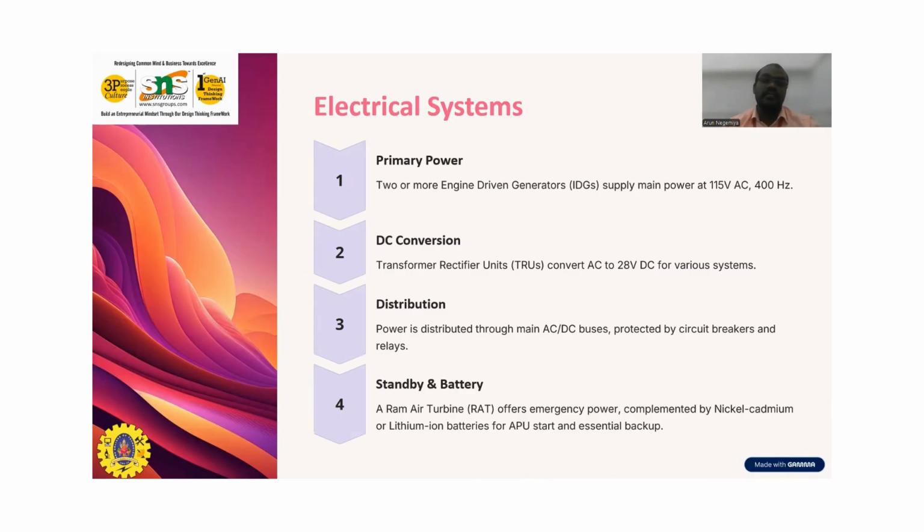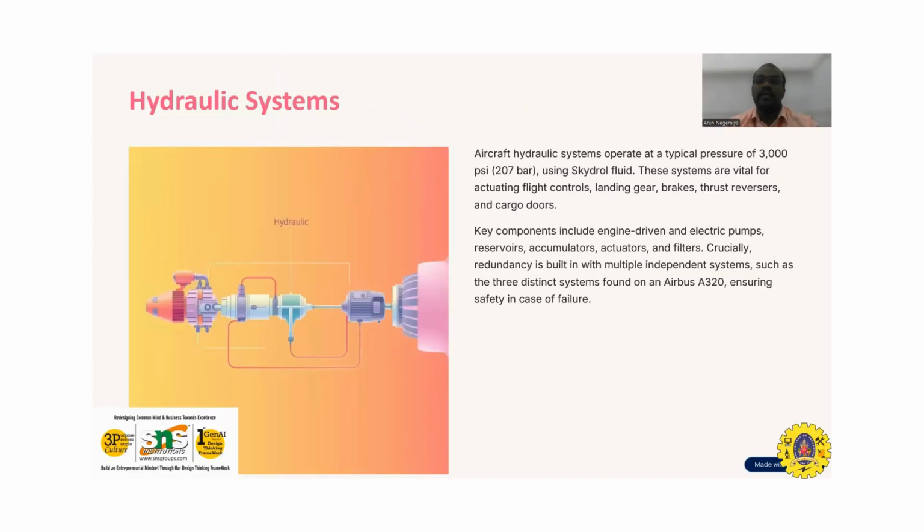Next one is DC conversion. In DC conversion, AC is transformed to DC with a limited voltage of around 28 watts. Next one is distribution, where the AC power supply is transformed to DC power supply using transformers and buses. And battery: generally in aircraft, they are using nickel cadmium and lithium ion batteries for navigation purposes.